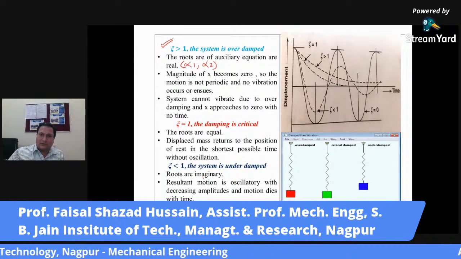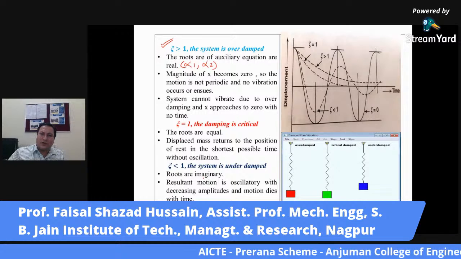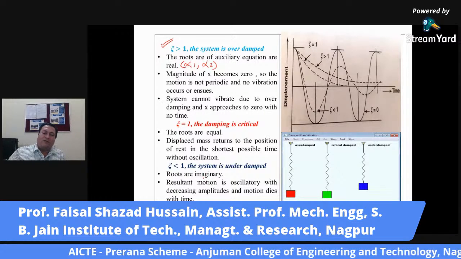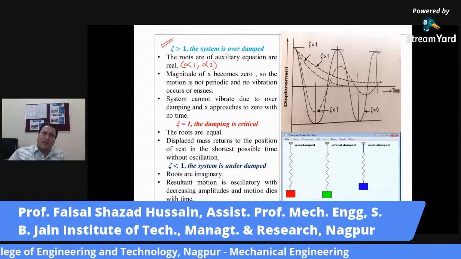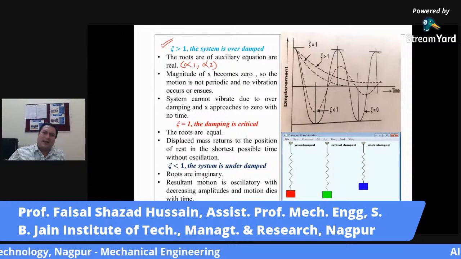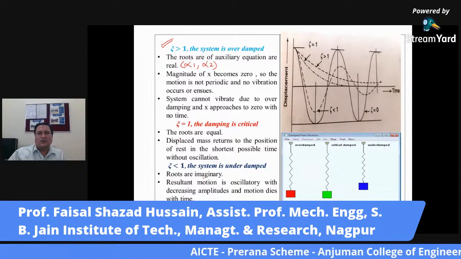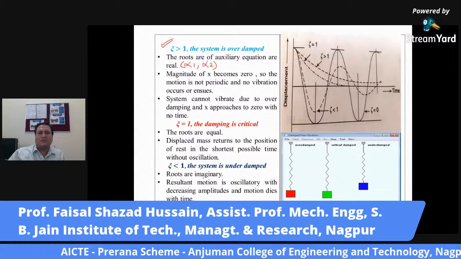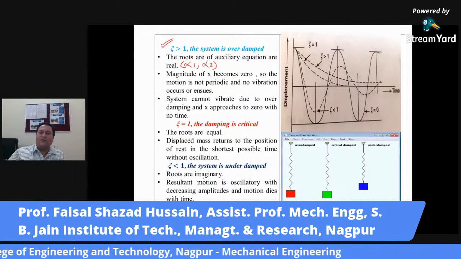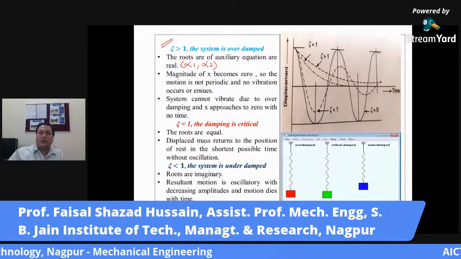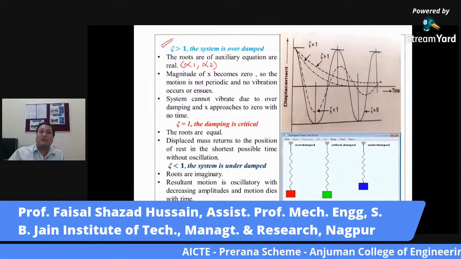For example, the doors. You can see the doors of the shops. It is an overdamped system. Okay, there is no vibration. We will apply the force while opening the door, and we will enter the shop, and then we will release the force. It will not vibrate, but it will slowly come to its position. So the motion is not periodic and no vibration occurs. You will never see in shop doors that when you have released the force, it is continuously vibrating. It is not like that. Okay, so it is an overdamped system.